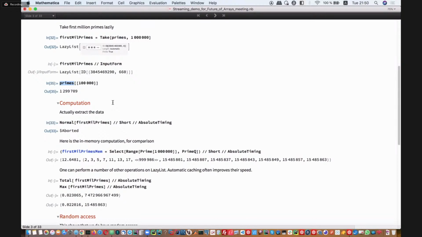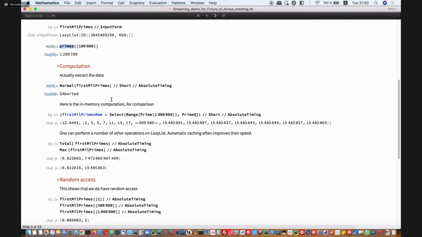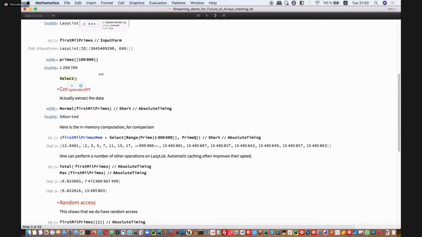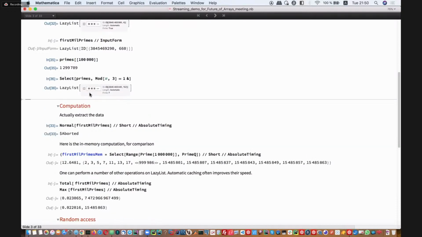Okay. So prove that to me just for a second. So take primes and say select on primes, selected primes, mod of hash, comma 3 equals 1. The prime is equal to 1 mod 3. Like this. Yes, like that. Well, that's not a lazy list, but it's again infinite. That's exactly what I wanted.